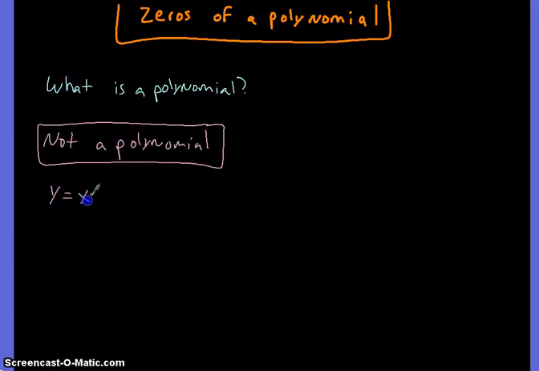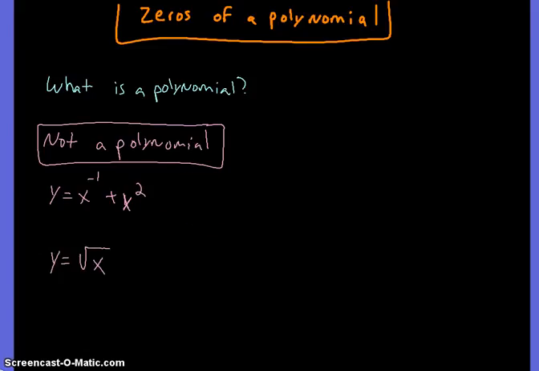y equals x to the negative 1 plus x squared. This is not a polynomial. Why? Because x is raised to a negative exponent. You can't have negative exponents and still be a polynomial. The exponents on the variables have to be whole numbers, as in 1, 2, 3, 4, 5, 6, 7, 8, or 0, but they can't be negative numbers.